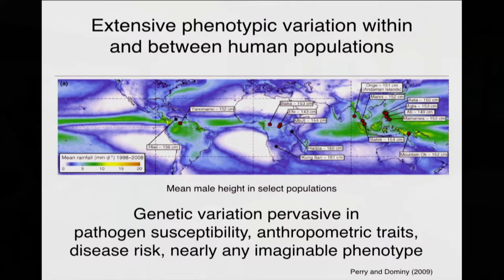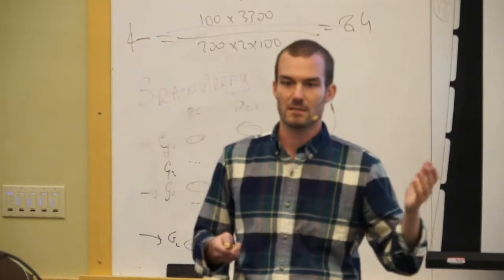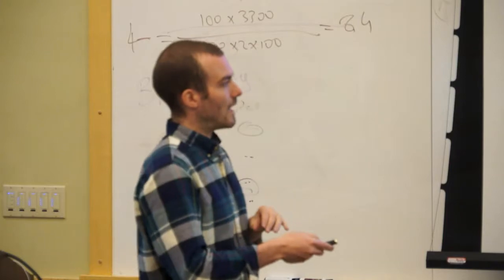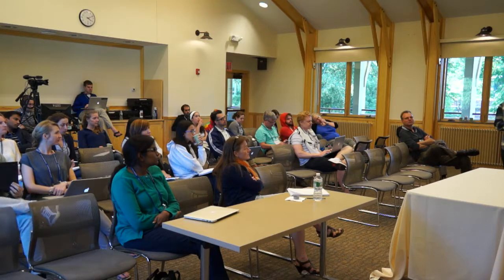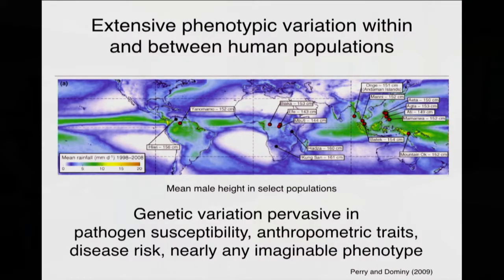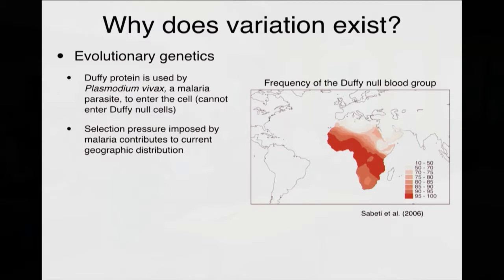And we know that genetic variation is pervasive. So there's genetic variation within populations, between populations, in everything that we are potentially interested in. So susceptibility to different pathogens, some people are more or less resistant to infection with different pathogens, anthropometric traits, height, BMI, et cetera, disease risk, essentially any imaginable phenotype, there's genetic variation that influences that phenotype. And so the major question I'm interested in is why? Why does genetic variation exist? There are a couple of potential answers to that question, and one is an evolutionary answer.